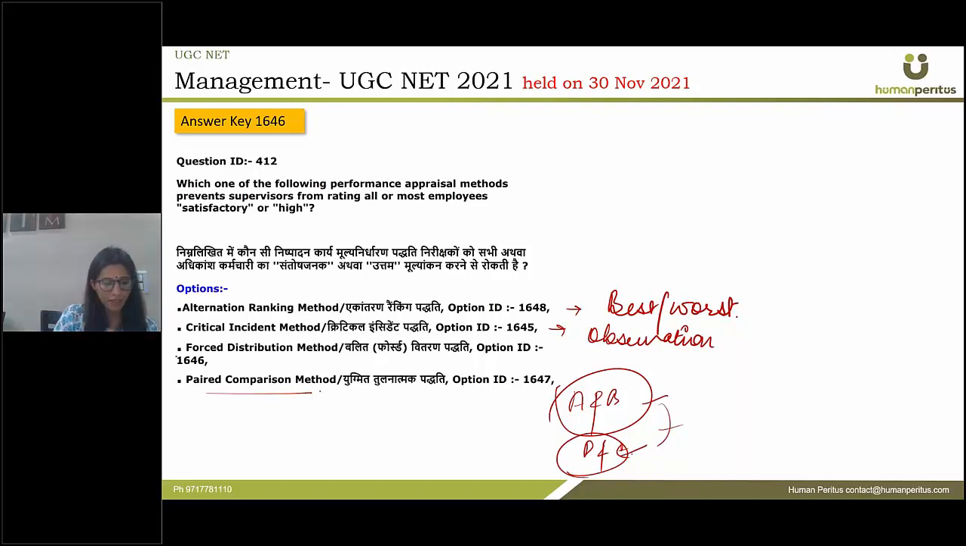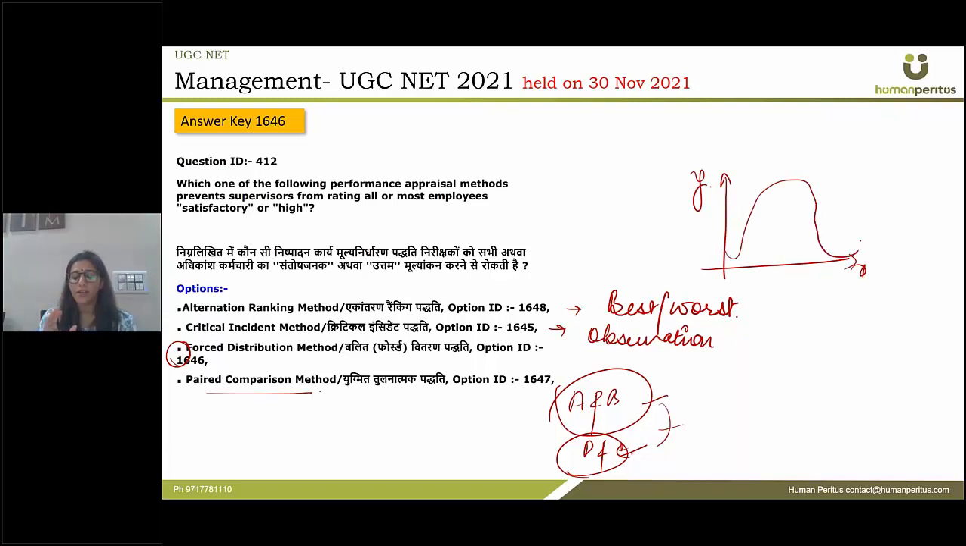Next is, and the correct answer obviously, is the forced distribution method. Now what is the forced distribution method? In this kind of method, the employer tries to put the employees on a bell-shaped curve, which is a normal distribution curve. And in this kind of method, the focus of the employer or the supervisors is to put the maximum number or most of the employees in the middle portion of the curve.